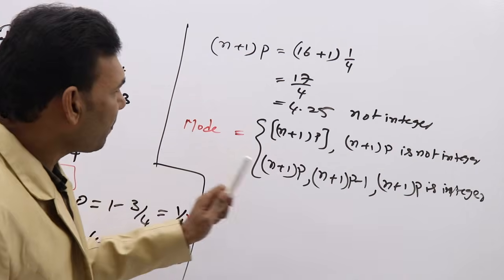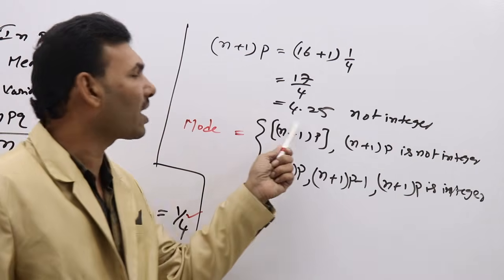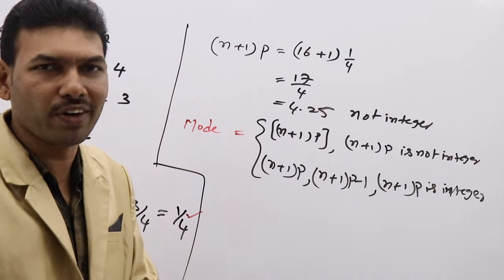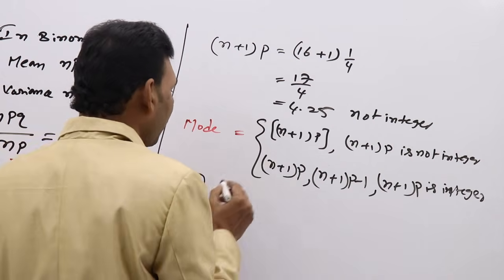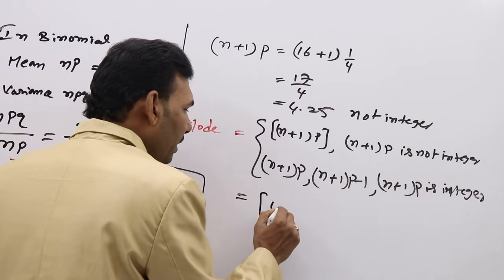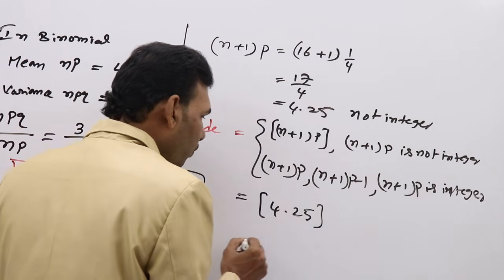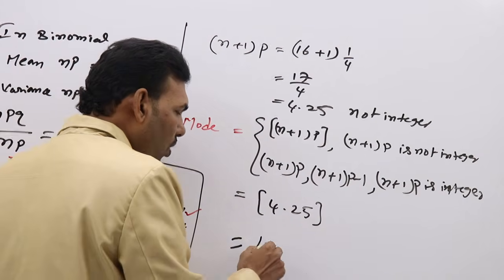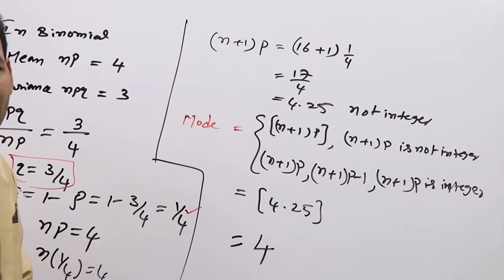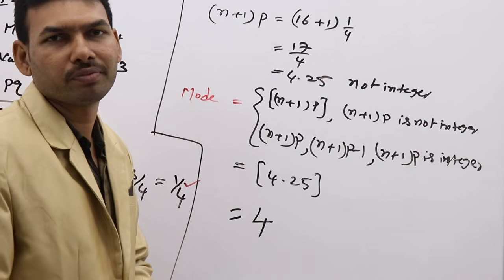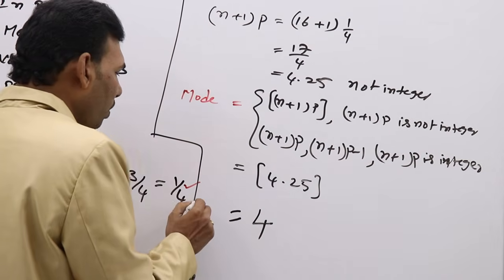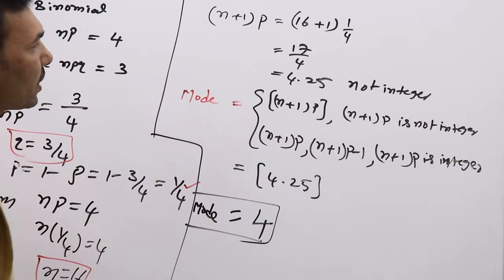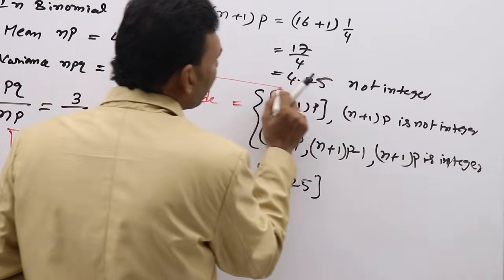If (n+1)p is not an integer, like a decimal number such as 4.25, 3.2, 1.5, then take the integral part. The integral part of 4.25 is 4, and the integral part of 3.25 is 3. So the mode of the binomial distribution is 4 for this problem. You need to keep this in your mind.